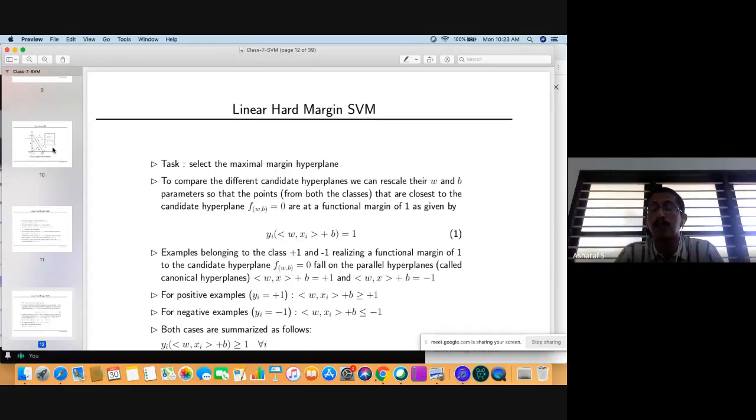It's equal to x1 is equal to x2, and b is essentially what you call an intercept. w transpose x plus b is equal to plus 1 and w transpose x plus b is equal to minus 1 are parallel hyperplanes. So the orientation of the line doesn't change, only the position of the line changes. To compare different candidate hyperplanes, we scale w and b in such a way that the points from both sides of the classes that are closest to the candidate hyperplane are at a functional margin of 1, which is essentially like drawing the boundaries.